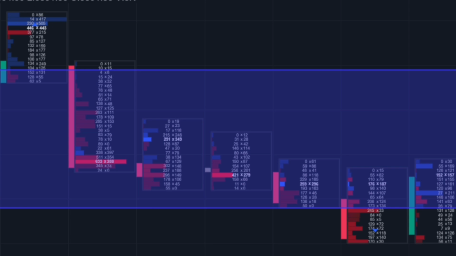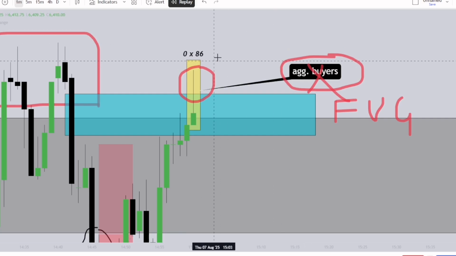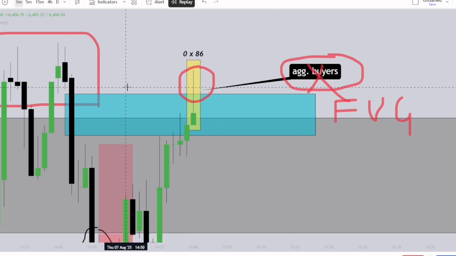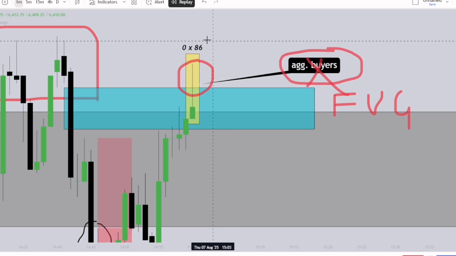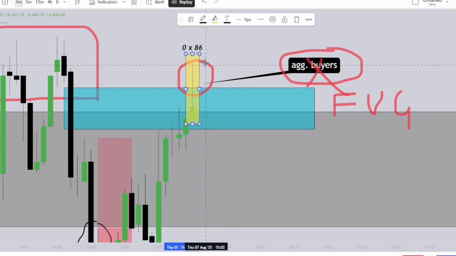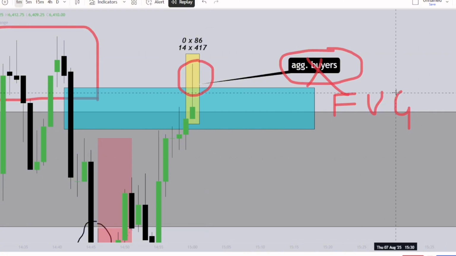So we're just going to be focusing on these two numbers over here. 0 for 86: there were 86 aggressive buyers hitting the ask. Now, you want to ask yourself this simple question. You have a lot of buyers over here. First you saw 0 for 86, and also just underneath you saw 14 for 417. These two data points were essentially the retest playing out.